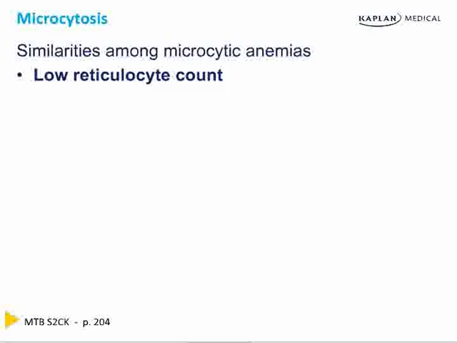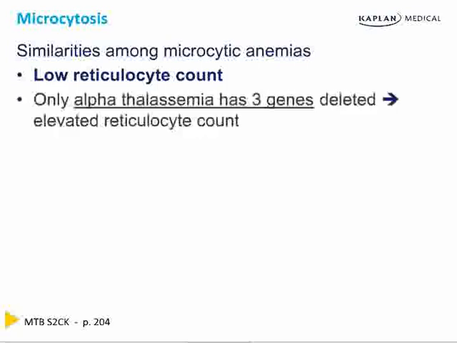So whether it's iron deficiency, I can't make cells without iron, or anemia of chronic disease, if I'm overwhelmingly ill, if I have a chronic infection or cancer, I can't make cells, so no reticulocytes. Now remember, reticulocytes are the newer cells. They're the newborns, the neonates of cells. Only alpha thalassemia with 3 genes deleted elevates the reticulocyte count.